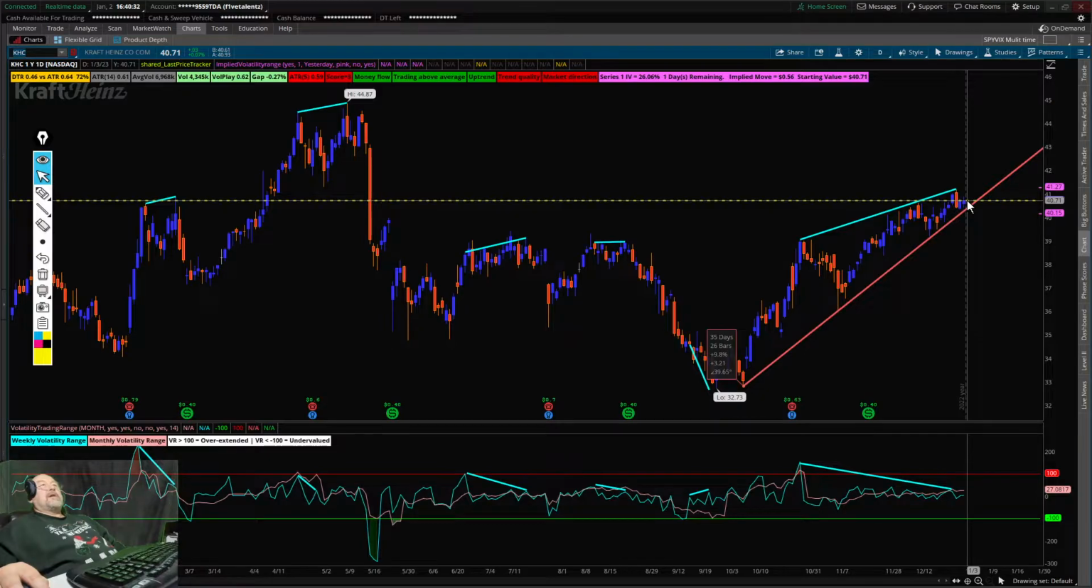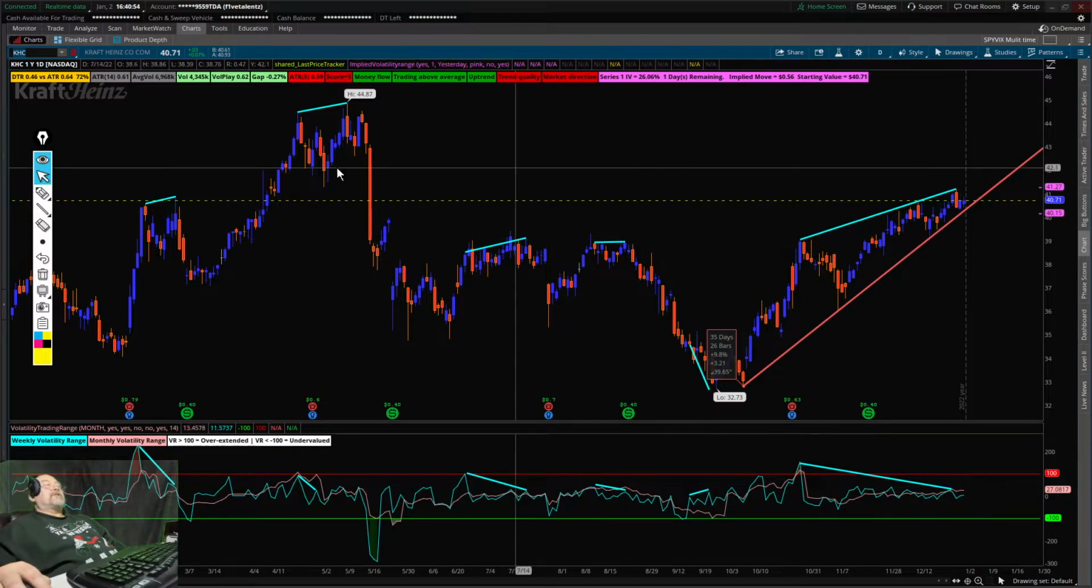That's one plan. Another one, you get in right here, betting that it breaks down. That's the next one. Okay, the most conservative is waiting for it to come back up here, retest, start to come down, and there's your stop loss, right? A really small stop loss, and you got a big reward. This is just a really good play.